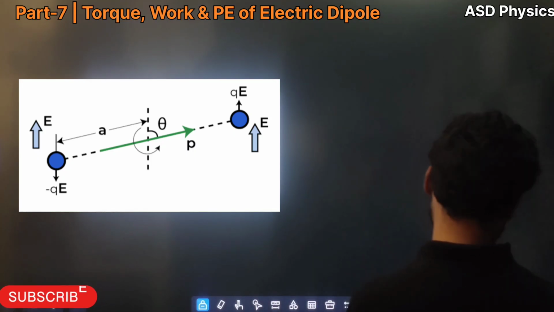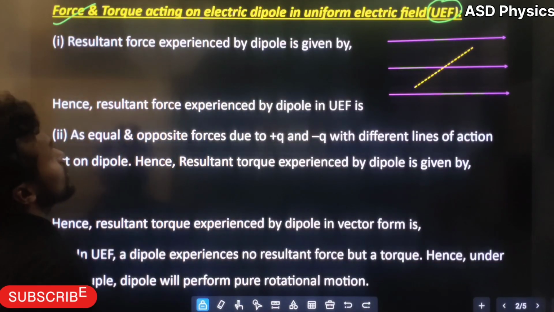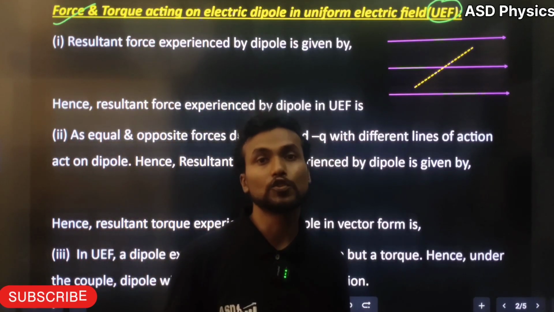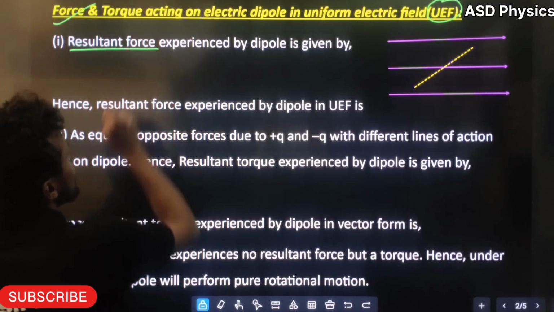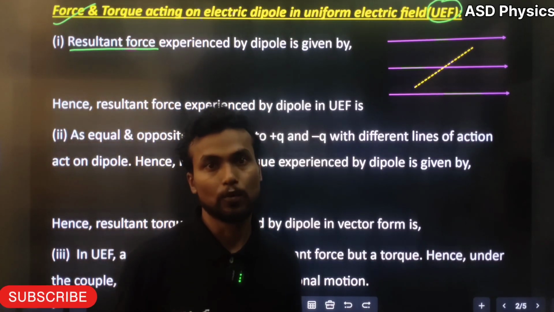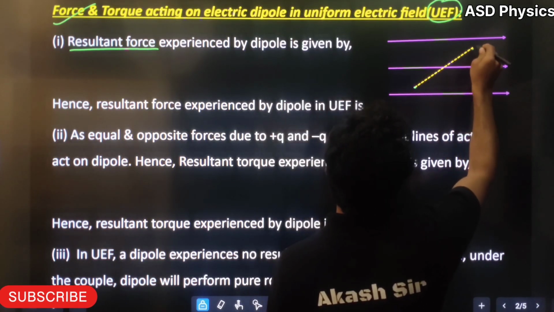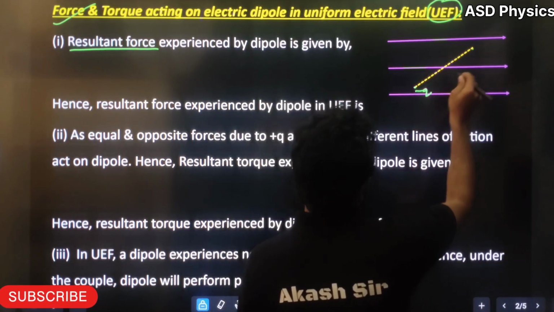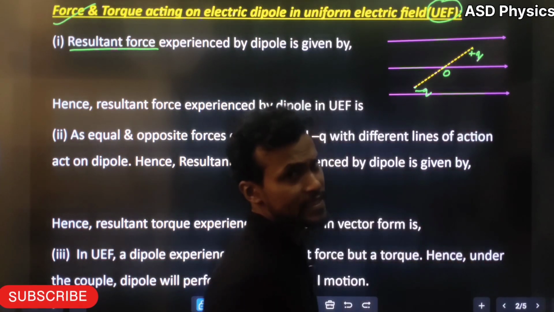Okay, so students, as I told you, first we are going to see force and torque acting on an electric dipole in a uniform electric field, that means here UEF. First, we are going to see the resultant force experienced by the dipole. So first let's draw the dipole here. We know very well the dipole means two equal and opposite charges separated by a small distance here, and this is called the center of the dipole.